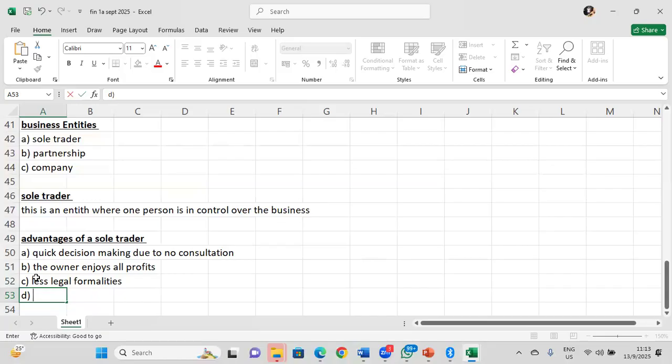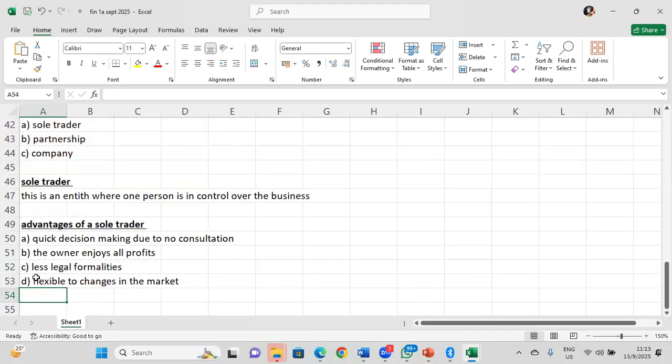So for a sole trader, there are fewer legal formalities or less paperwork. Then the business is flexible to changes in the market. There are quite a lot of advantages for this business. It's flexible to changes in the market. So maybe the demand has shifted; a sole trader can easily shift in line with the demand, as demand changes.